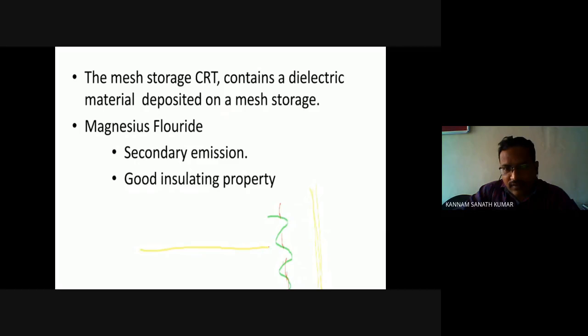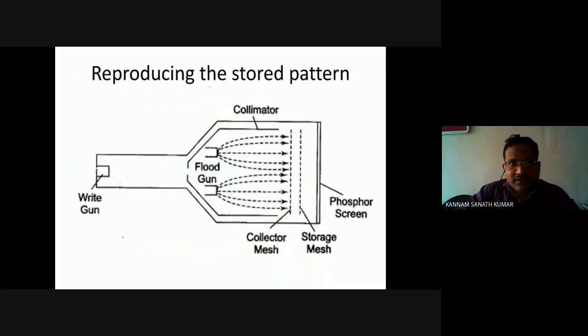Suppose you stop the emitting of electrons from the electron gun, so whatever the waveform is there will be stored in this mesh storage. Suppose you want to see it again, whatever waveform is present in the mesh storage will again be displayed on the phosphor screen. So it will store the previous waveform in this mesh storage. If you again power on this storage oscilloscope, whatever waveform is stored will be displayed on the phosphor screen.